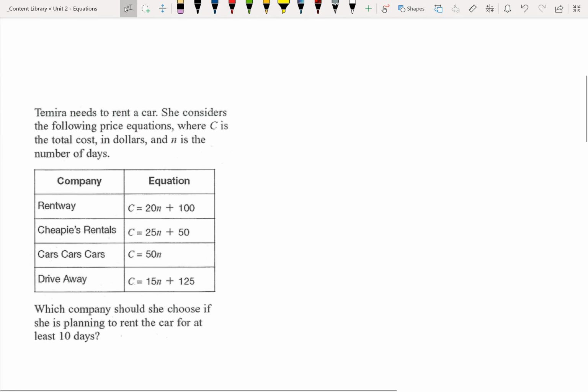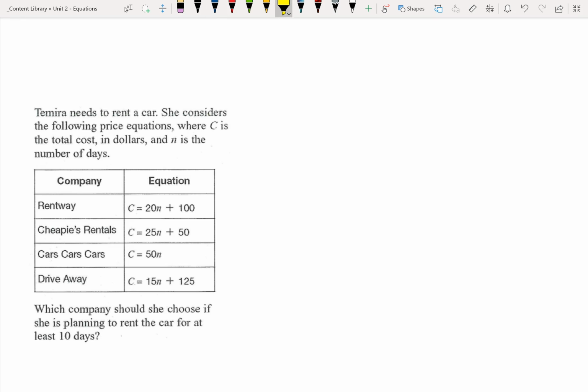Tamira needs to rent a car. She considers the following price equations where C is the total cost in dollars and N is the number of days. So we have our 4 different companies and the equations associated with each one. Which company should she choose if she is planning to rent a car for at least 10 days?